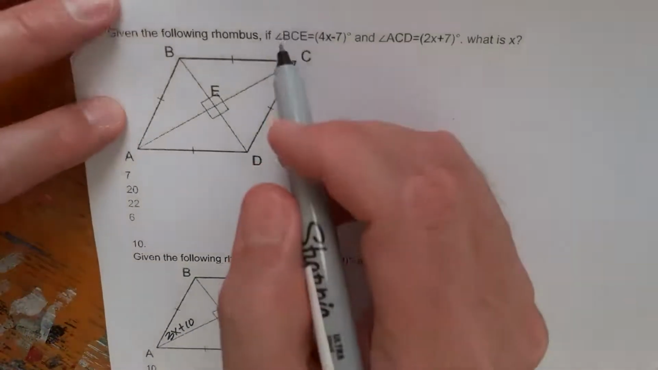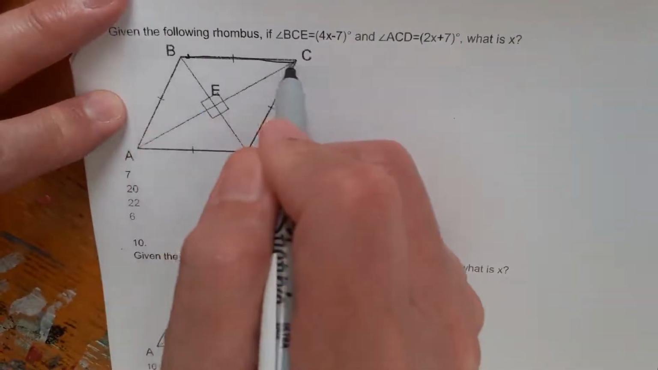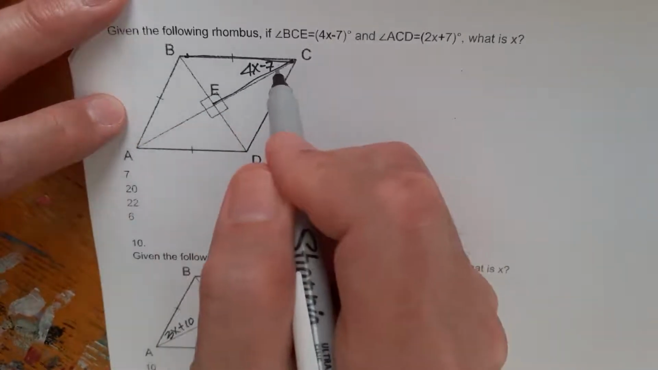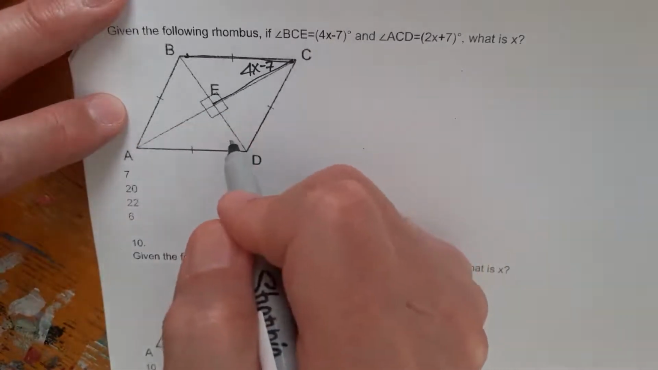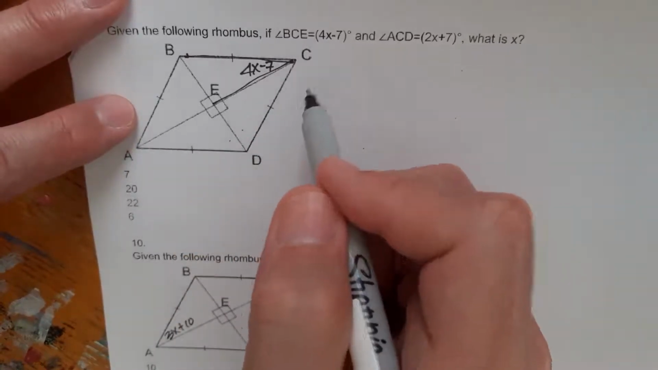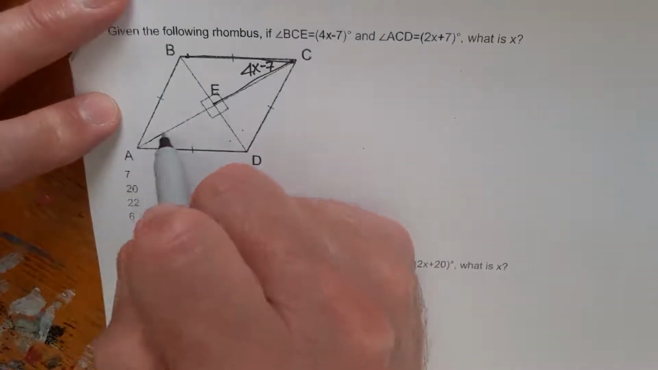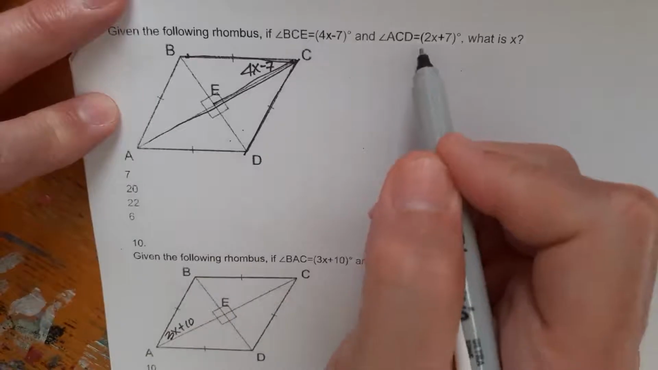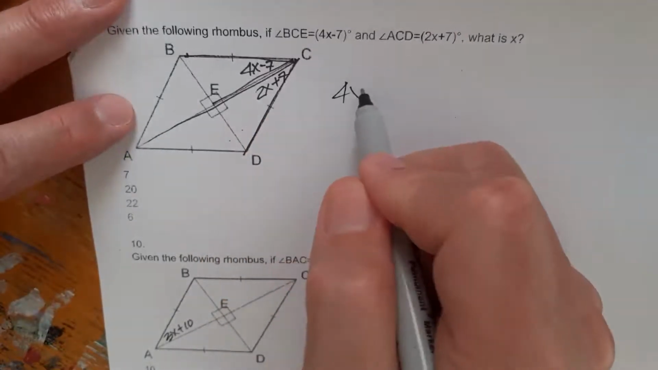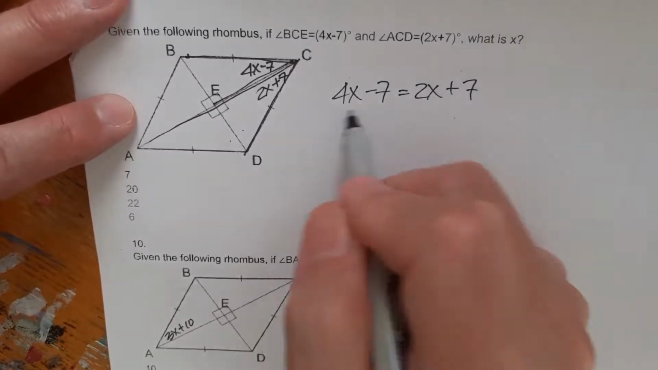Given the following rhombus, if angle BCE is 4x minus 7. So this is a rhombus. It's a pushed over square. These two things are equal. These two things are equal. Angles, these two angles are equal to each other. These two angles are equal to each other. And ACD, so ACD goes here, is 2x plus 7. So they've got to be equal to each other. So we got 4x minus 7 equals 2x plus 7.